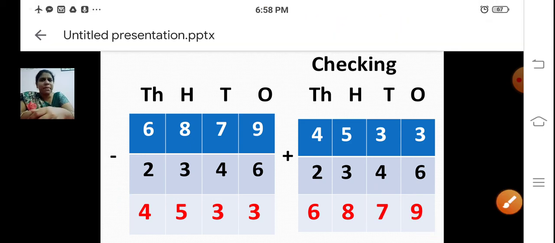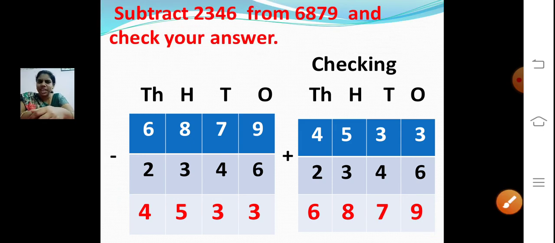Now I want to check whether my answer is correct or not. How will I check my answer? First I have done subtraction. 9 minus 6, 3. 7 minus 4, 3. 8 minus 3, 5. 6 minus 2, 4. Now I am going to check my answer. Shall we do checking now?